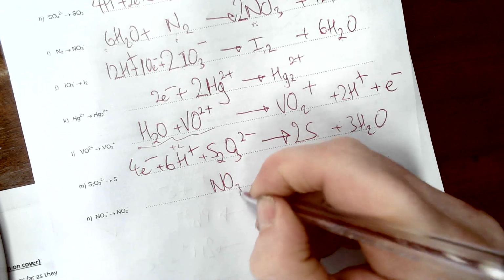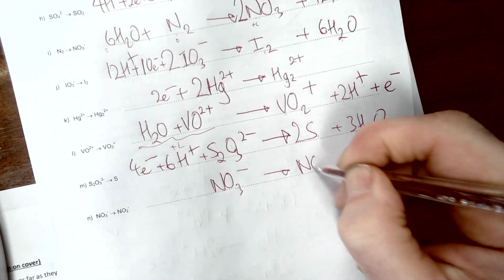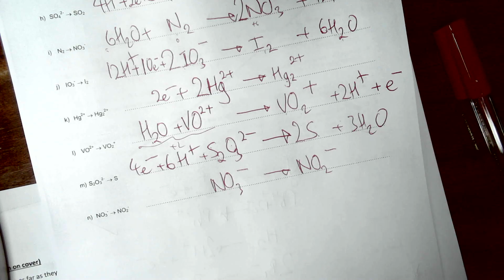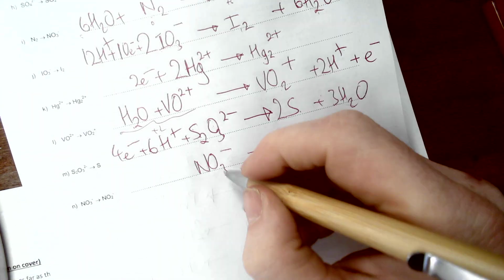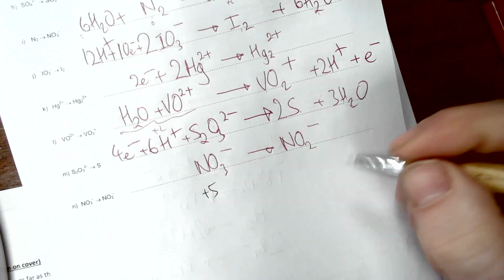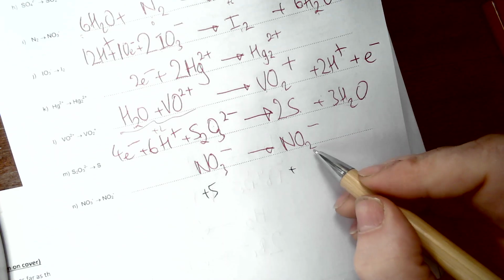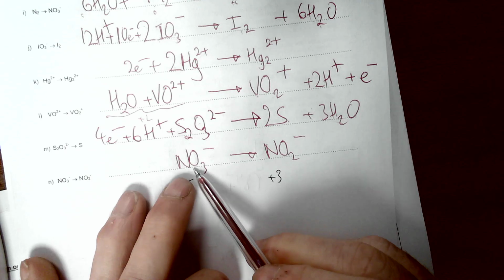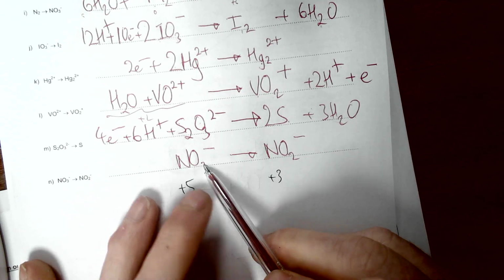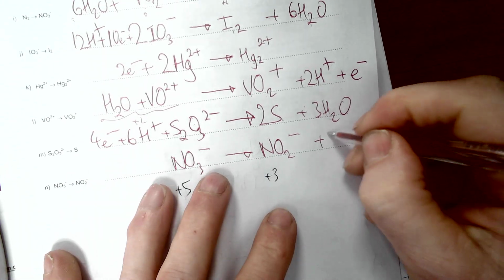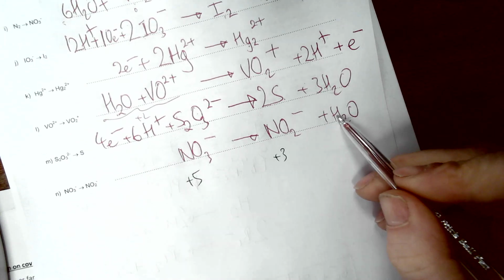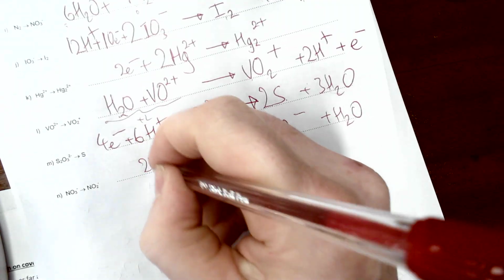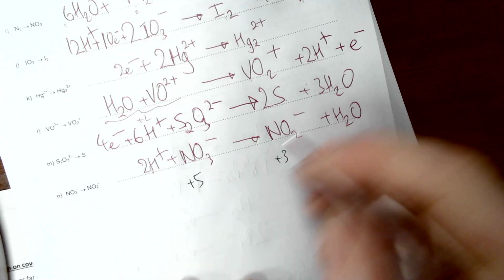Final one, NO3 minus into NO2 minus. We're going to do the oxidation state just for fun. Minus 2, that's nitrogen plus 5. That's nitrogen plus 3. By the way, you should know that from the last lesson. 2 oxygens, 3 oxygens, so I need to add H2O on this side. I've now got 2 H's, so I'm going to need 2 H pluses over here. Let me just do the charges now.